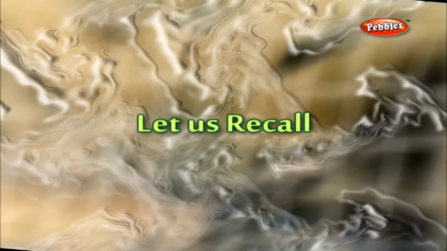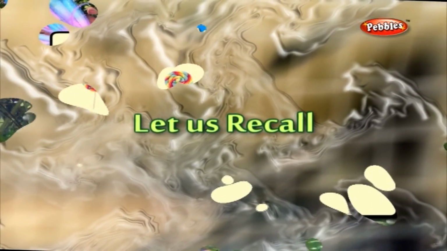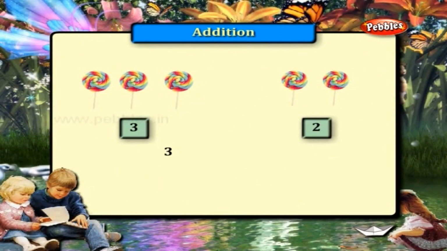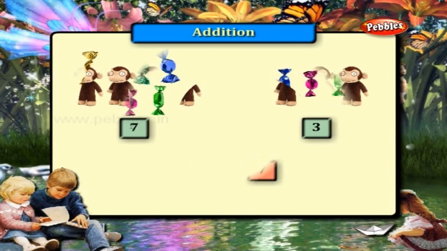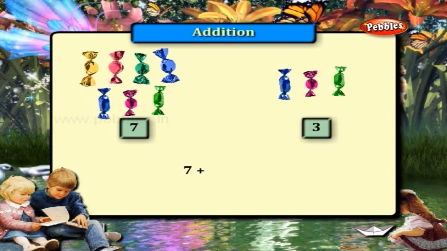Let us recall. 3 plus 2 is equal to 5. 4 plus 3 is equal to 7. 7 plus 3 is equal to 10.